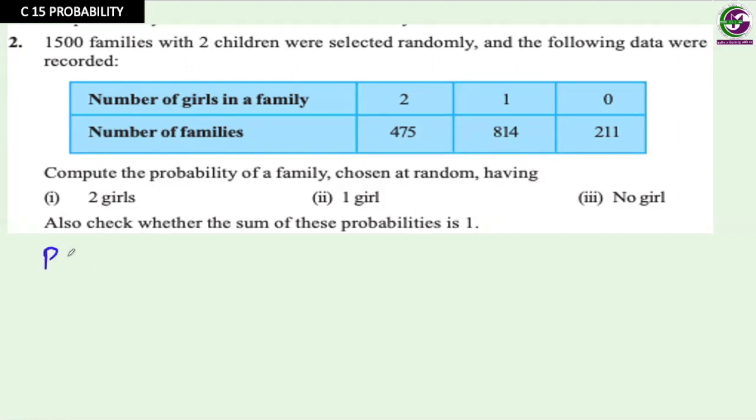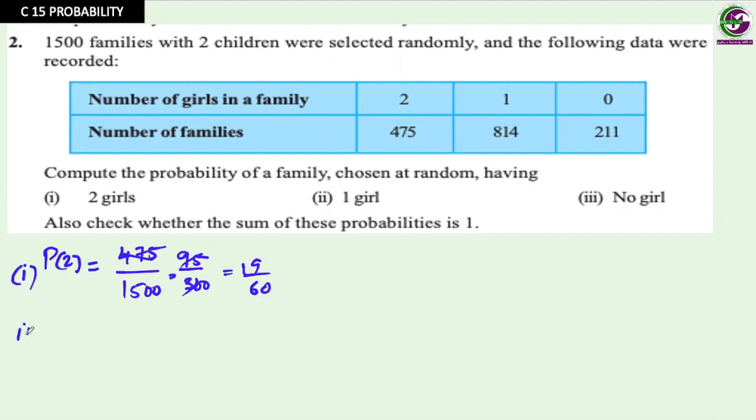So probability of having 2 girls: how many such families have 2 girls? 475, divided by the total number, 1,500. We can simplify by dividing by 5 or dividing by 25. 95 divided by 300. Again divide by 5, it will be 19 divided by 60. Next question, probability of having one girl: 814 divided by the total. So divide by 2.